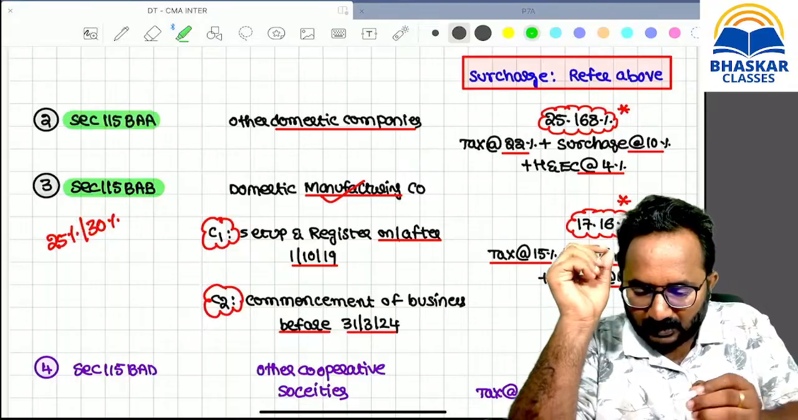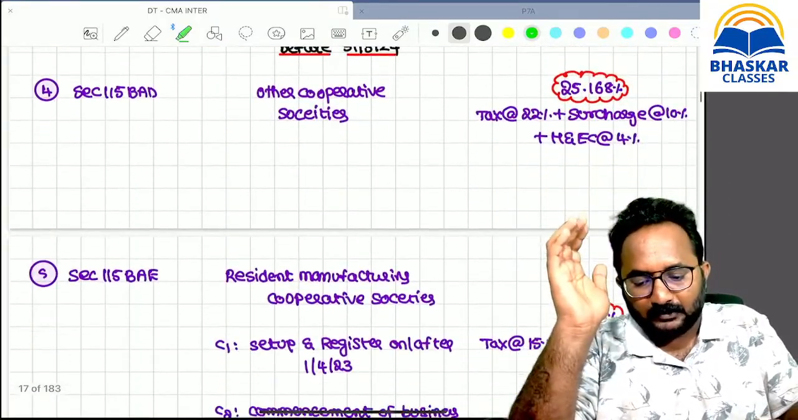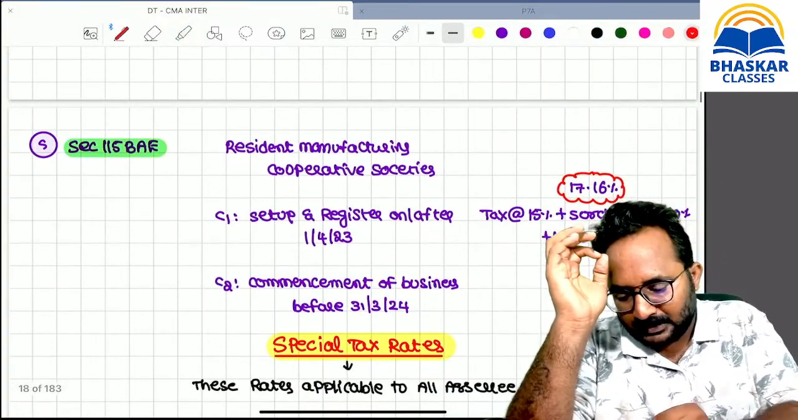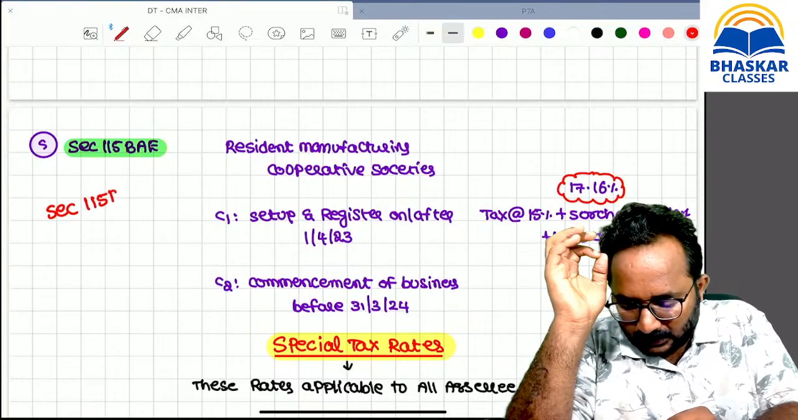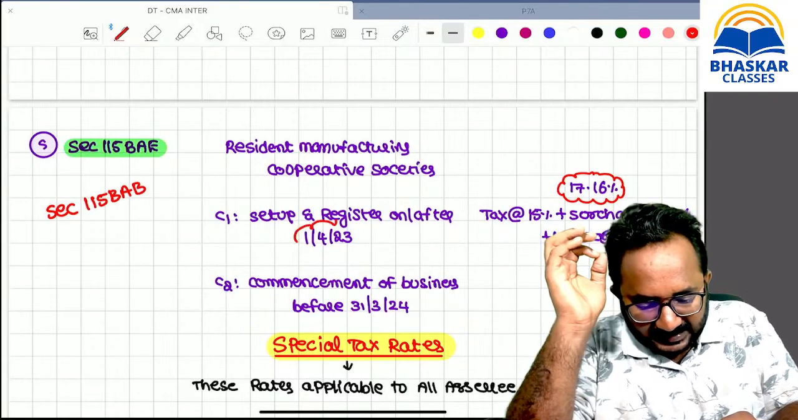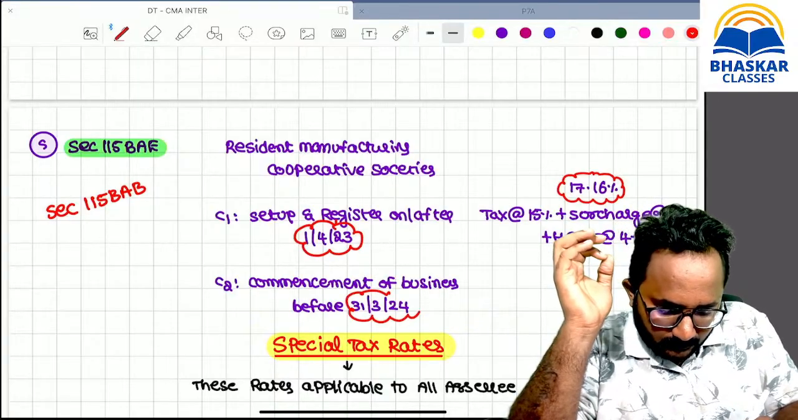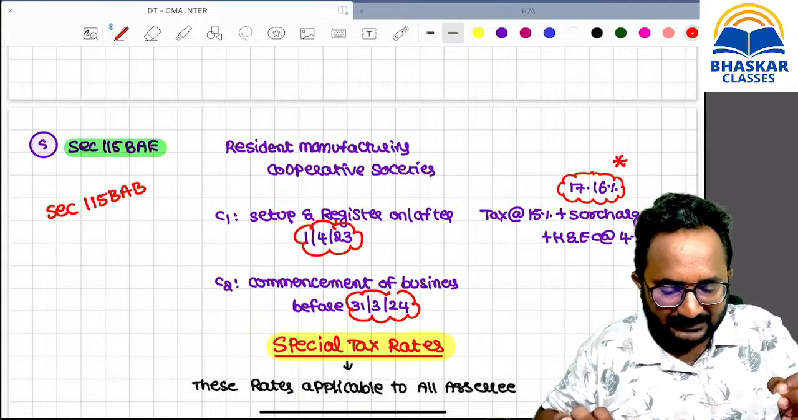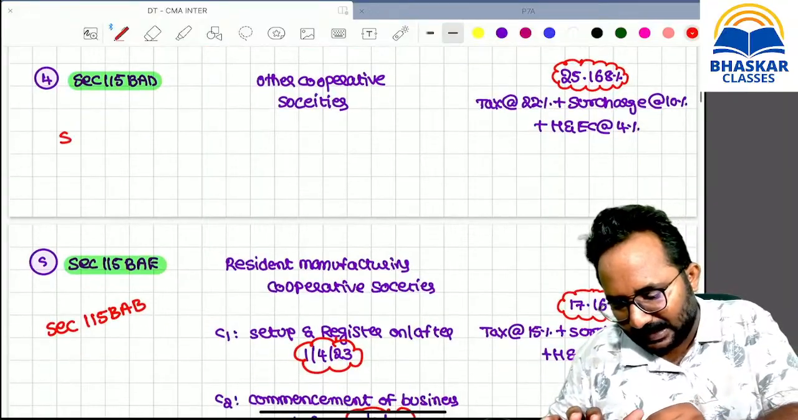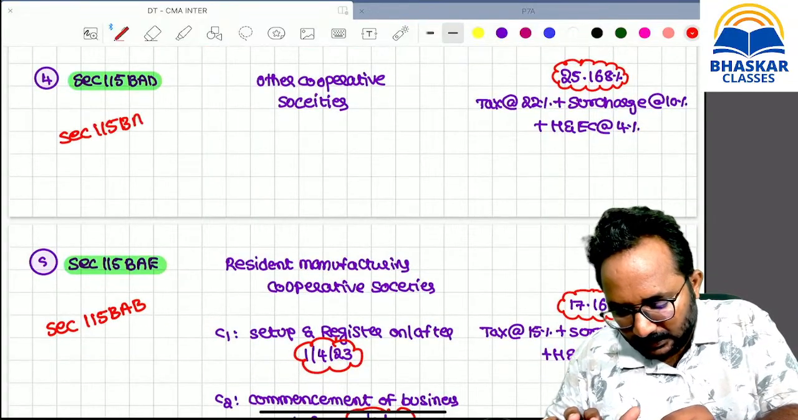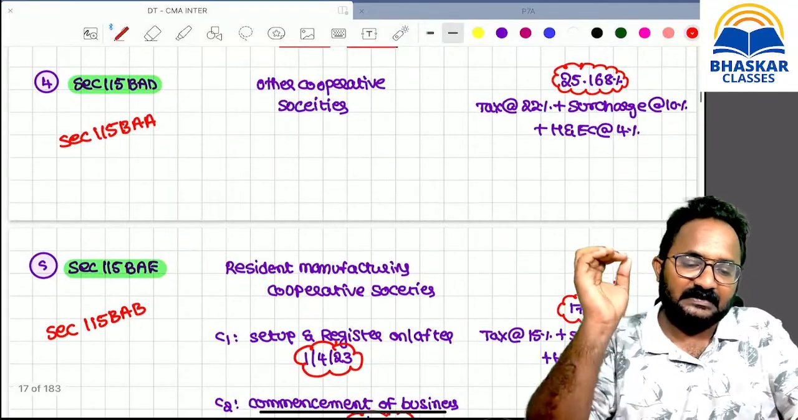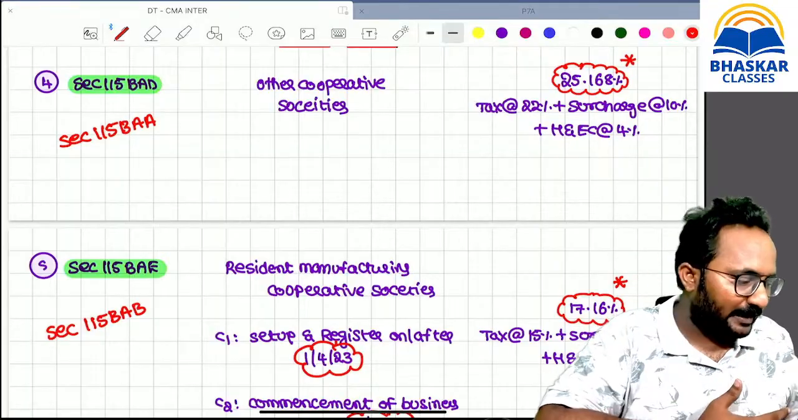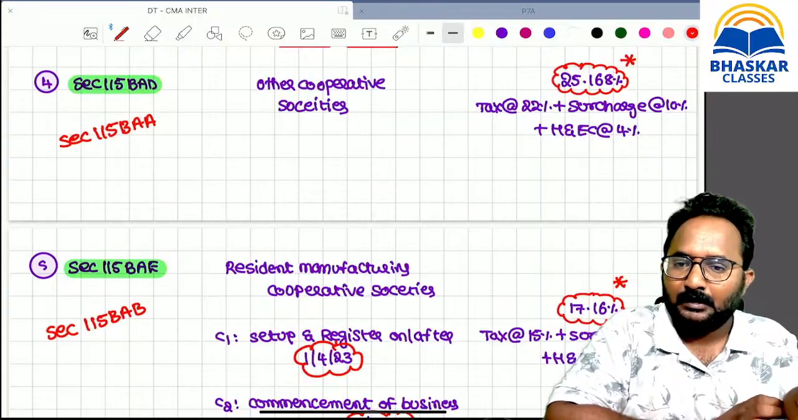115BAA over, 115BAB over. Now, for cooperative societies the optional tax rates are 115BAD and 115BAE. Here it is the same. It is similar to section 115BAB, but only the condition dates have changed. Just check it out: 23, 24 starting date and ending date. The same tax rate as in 115BAA is continued. But here cooperative society means a resident cooperative society. Don't forget that point.